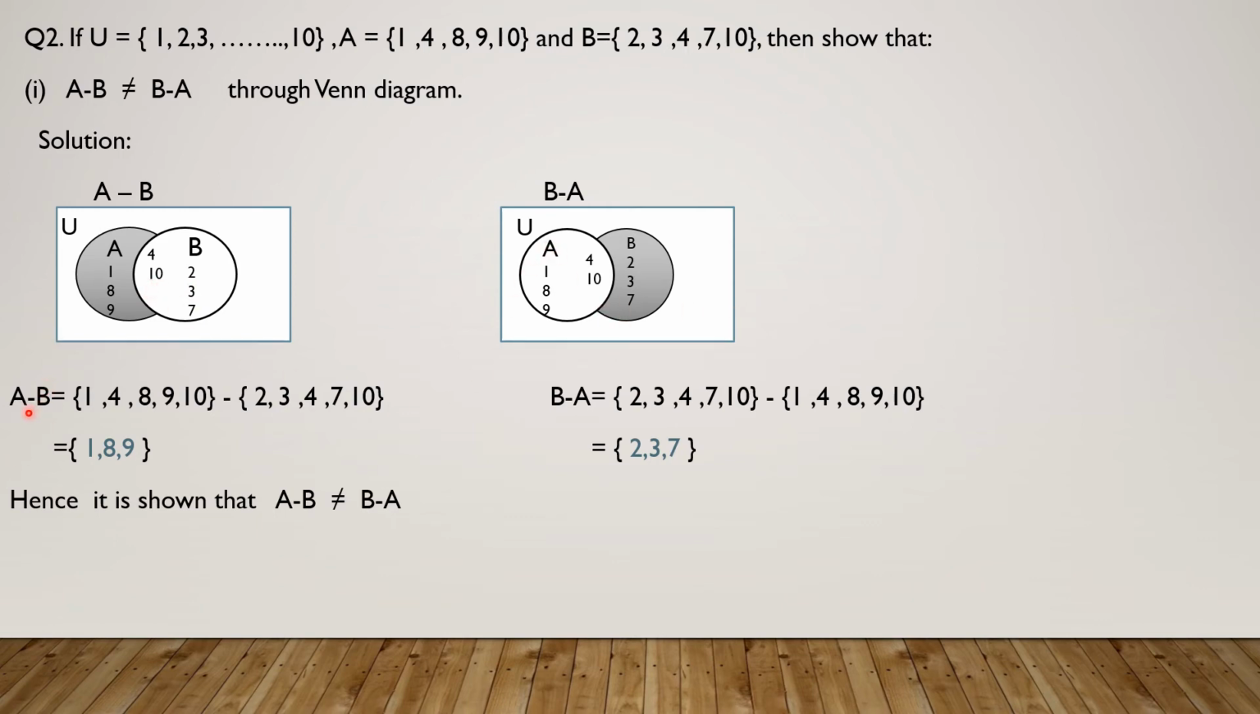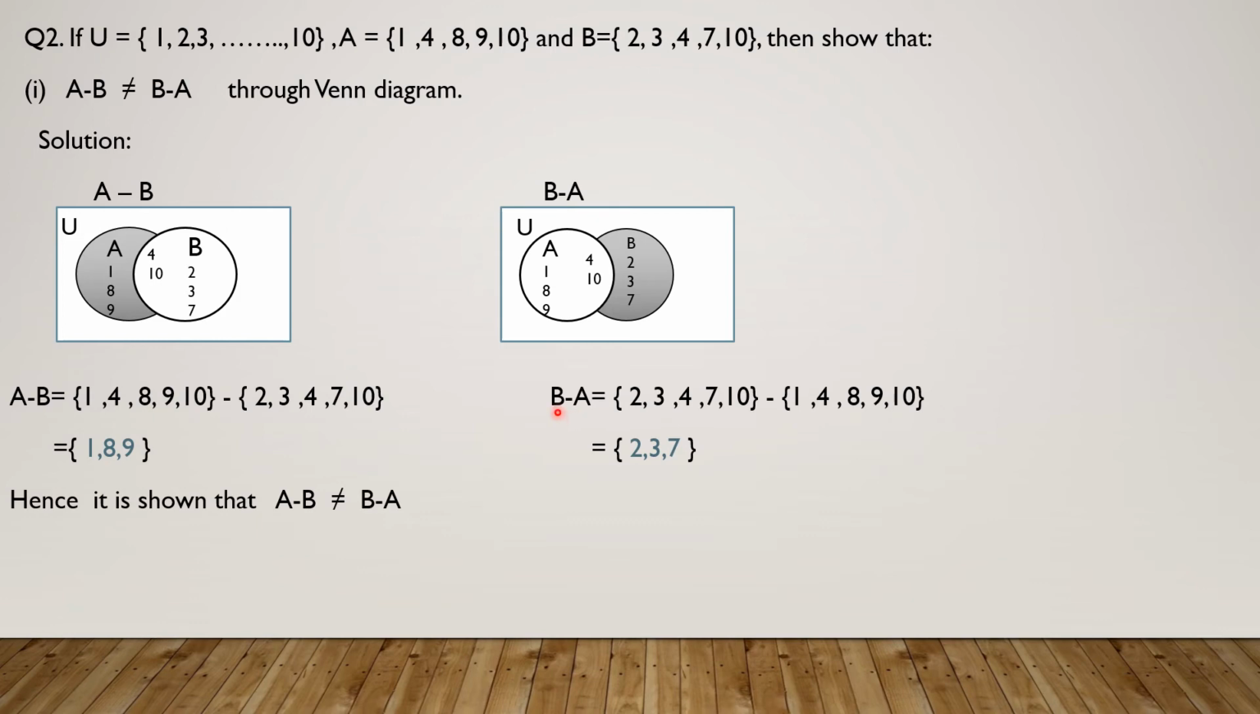Now in the next step, simply find A minus B. First we will write set A, then the minus sign, then set B. Now A minus B means simply from set A cut out the elements of set B. Which elements? 4 and 10. Cut out 4 and 10. What is your answer? 1, 8 and 9.